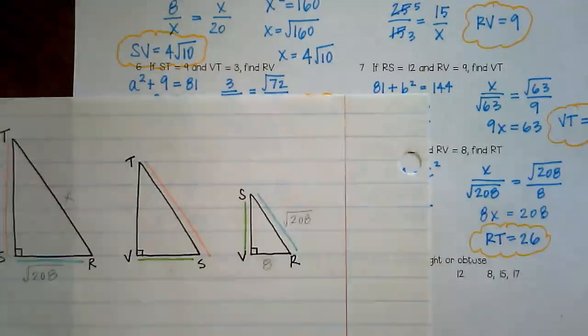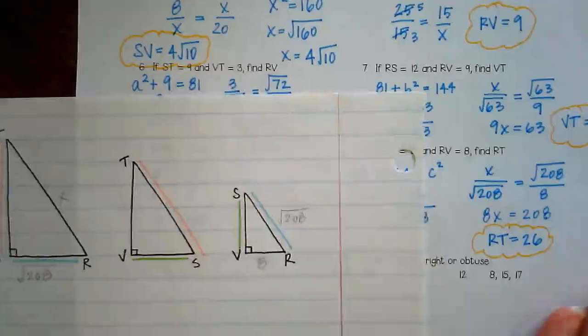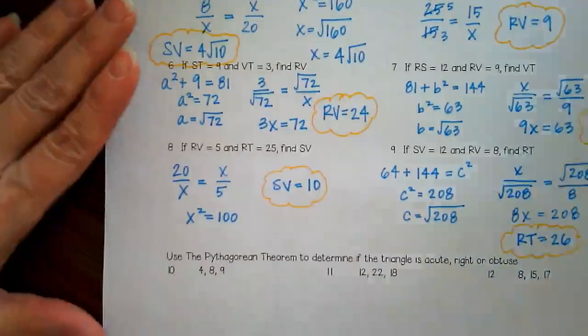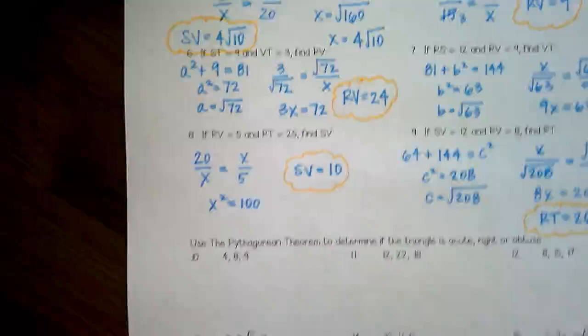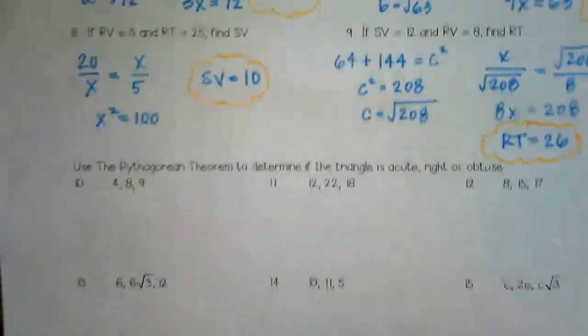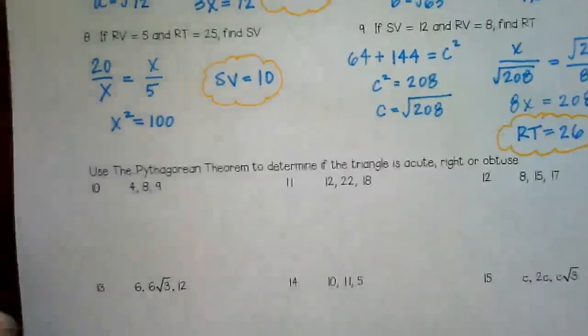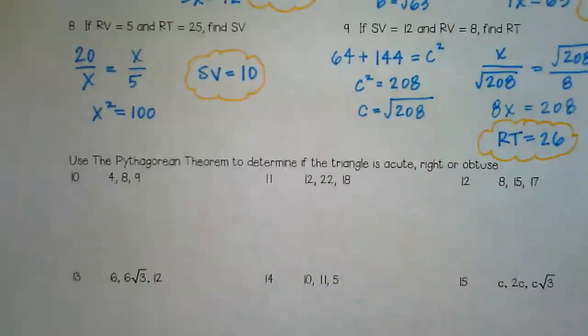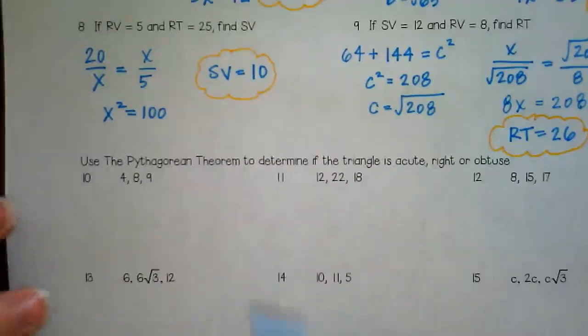All right, so that takes care of the triangles at the top. Now I'm going to continue on and just show you how the bottom problems work. We learned that there's another cool application of the Pythagorean theorem, and that is that we can use it to determine if a triangle is a right triangle, but also if it's acute or obtuse. So what we need to do is just fill this in and then see what happens.